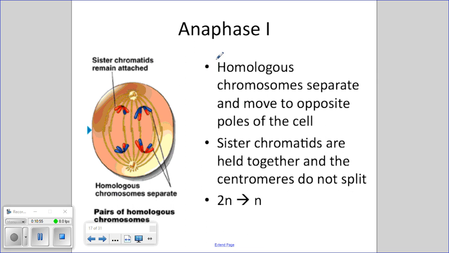In anaphase 1, this is where the homologous chromosomes will separate and move to opposite poles of the cell. Note that the homologous chromosomes separate, they do not split when they move to the opposite poles of the cell. The sister chromatids are held together, and the centromeres do not split. At this point, this is where the cell goes from being diploid to haploid. So here we have our homologous chromosomes. The chromosomes now are moving to opposite poles of the cell. When telophase and cytokinesis occur, the newly formed cells will contain one of each type of chromosome.